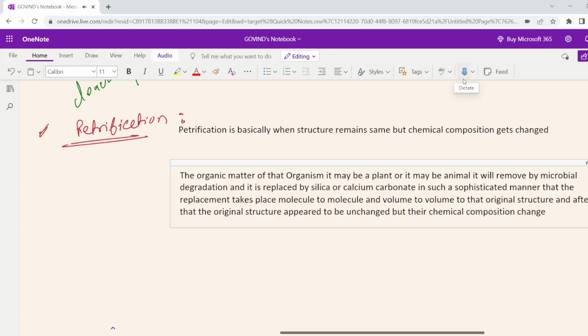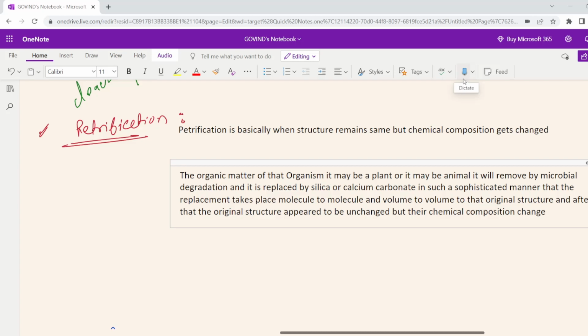So this is important. That means the dead organic material is replaced in such a manner that we can appreciate what kind of organism that was. So we can at least study the morphology and the internal structure. That is petrification. That was an important word that the examination may ask you.